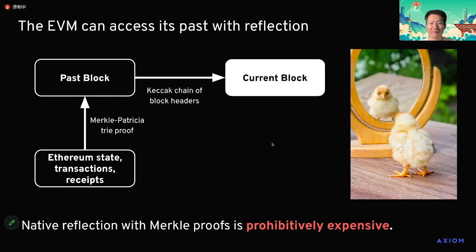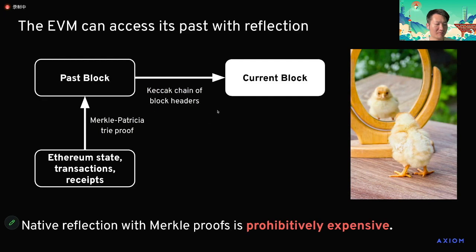So what does that enable? It's an operation that I'm calling reflection. So what we can do is we can take the current block of Ethereum and go backwards to a previous block that we're interested in. If we take the block headers between the past block and the current block, then we can actually reverse the commitment of the past block into the current block by verifying a hash chain of block headers in between.